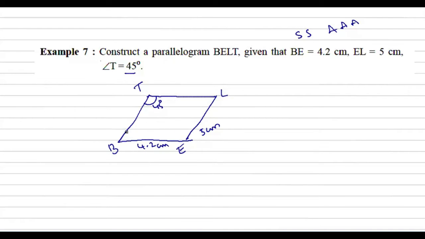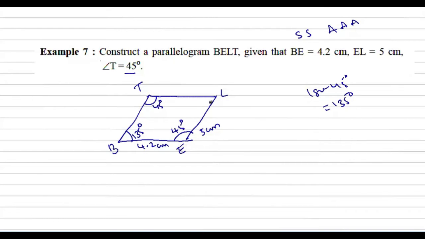So you should take angle B is equal to 135 degrees. Why? Because in a parallelogram adjacent angles are supplementary. So 180 degrees minus 45, then you will get 135. And in a parallelogram opposite angles also will become equal. So you should take here 135 degrees.